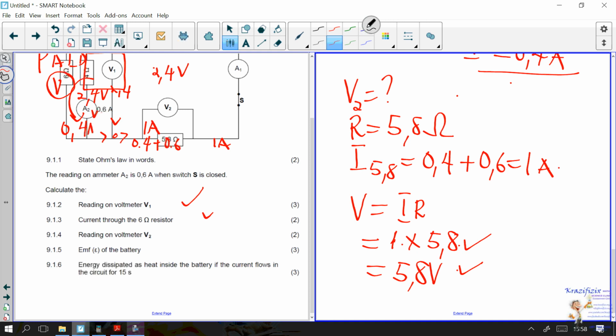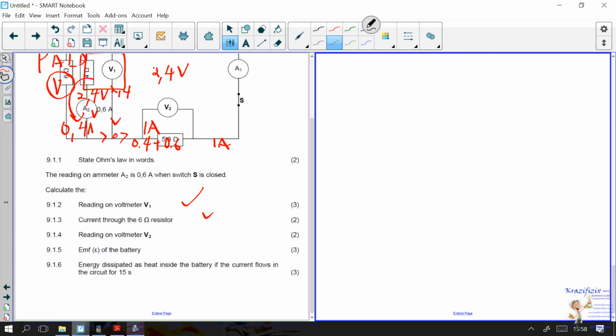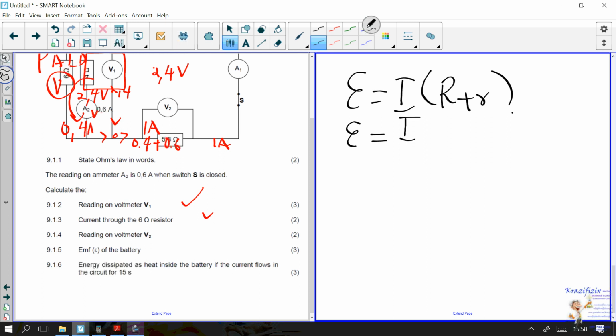The EMF of the battery. EMF. There are so many ways to do this. I'll just pick one that I think might be quite simple. I'm looking for EMF. Now, I want you to learn to write this formula like this. And this is V external plus IR.